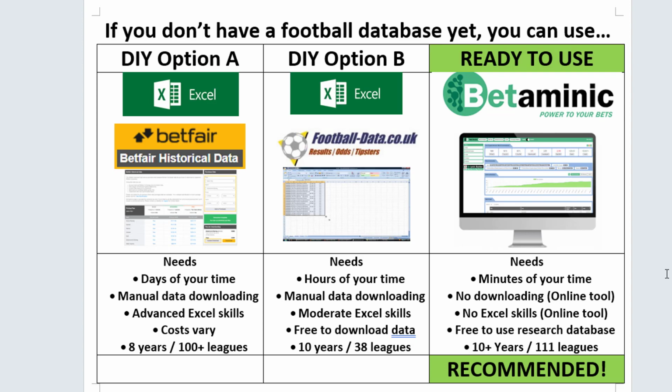Others do it yourself option B, using Excel and footballdata.co.uk, and that'll only need hours of your time. You still need to do manual data downloading. You'll need moderate Excel skills. It's free to download the data. They have 10 years of data for 38 leagues.